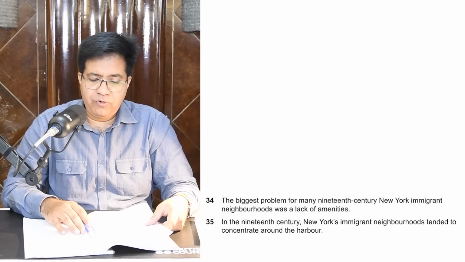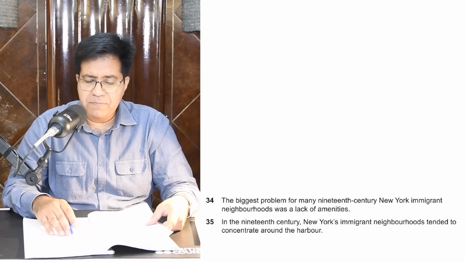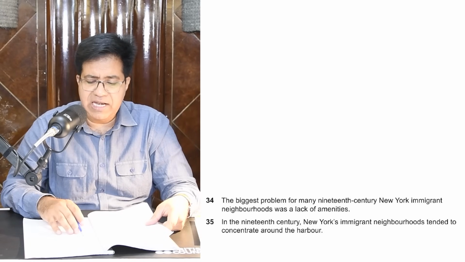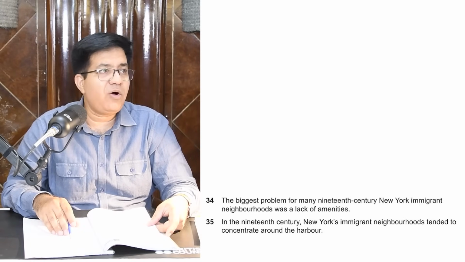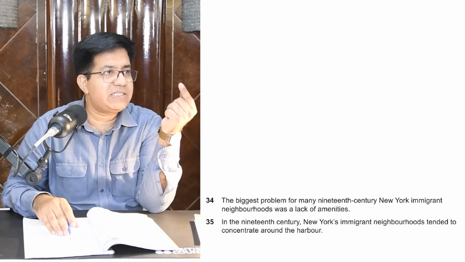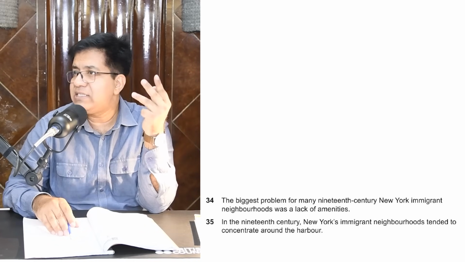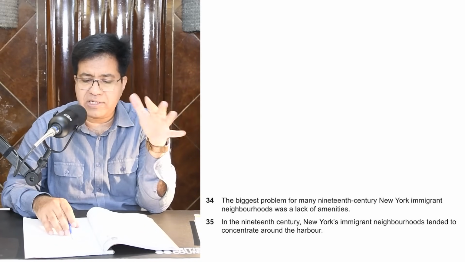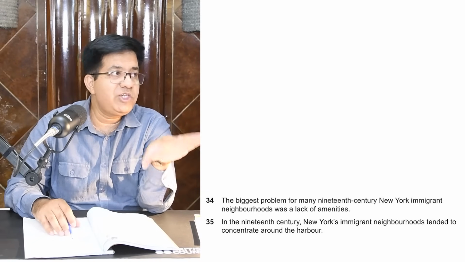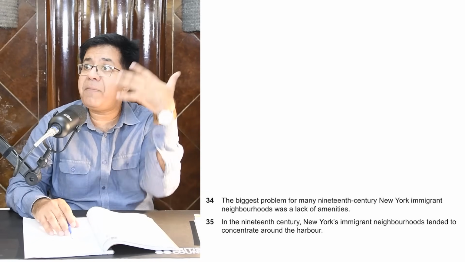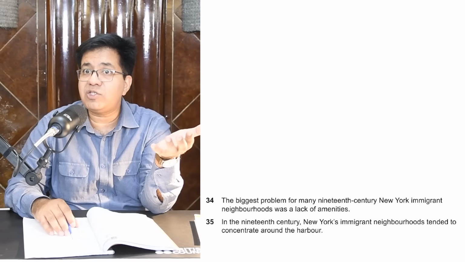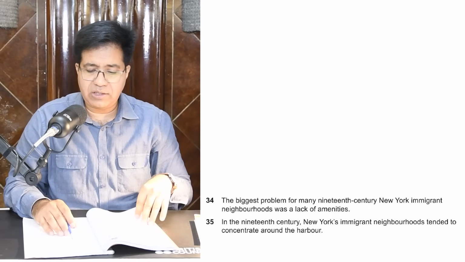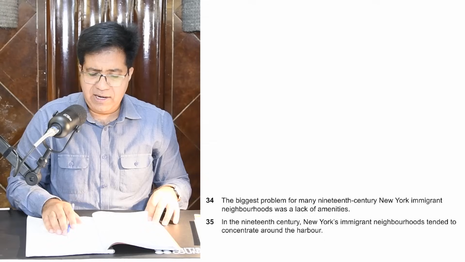Question number 34, biggest problem for many 19th century New York immigrant neighborhoods was a lack of amenities. Now, what are amenities? Electricity, gas, sewerage, water, and all that. Now, if the biggest problem was lack of amenities, answer is yes. If the biggest problem was something else, not amenities, answer is no. And if they don't tell us what the biggest problem was, answer is not given. So, biggest problem in 19th century.